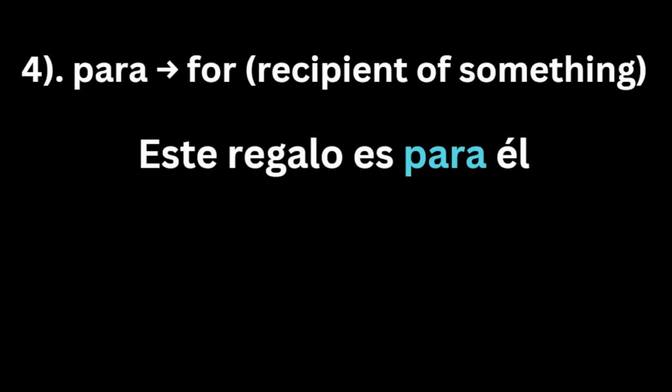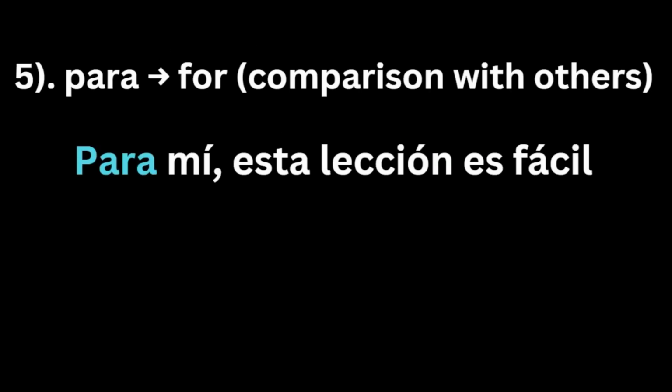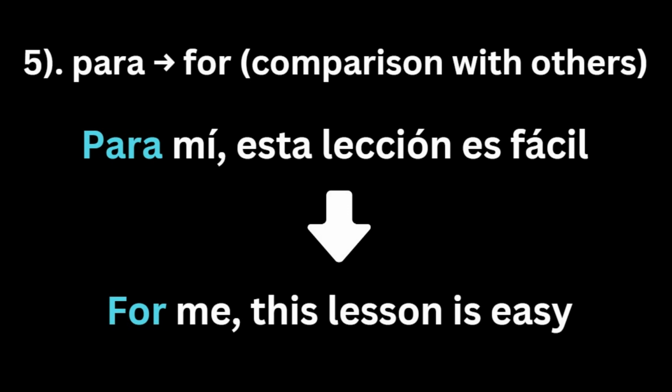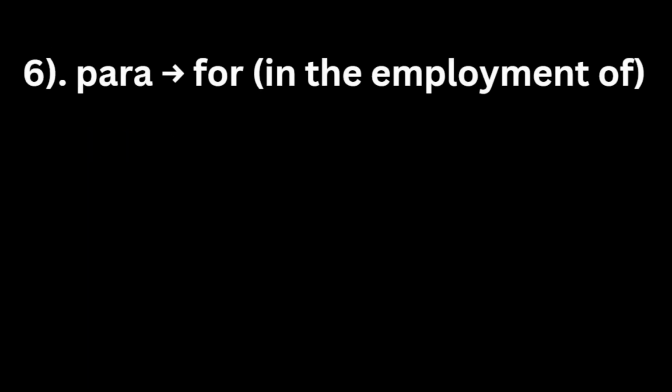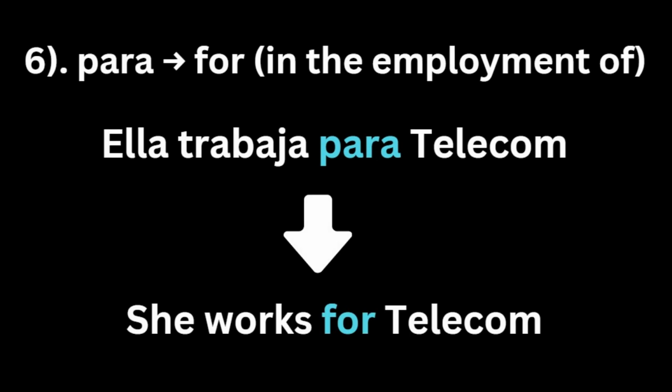For instance, saying something like este regalo es para él means this gift is for him, with him acting as the recipient of the phrase, which is why para is used as for. Saying something like para mí esta lección es fácil means for me this lesson is easy, comparing the lesson with myself, and in this context, para is also used as for in English. At last, you can also use para in the employment of, such as ella trabaja para telecom, meaning she works for telecom. And once again, para is used as for.